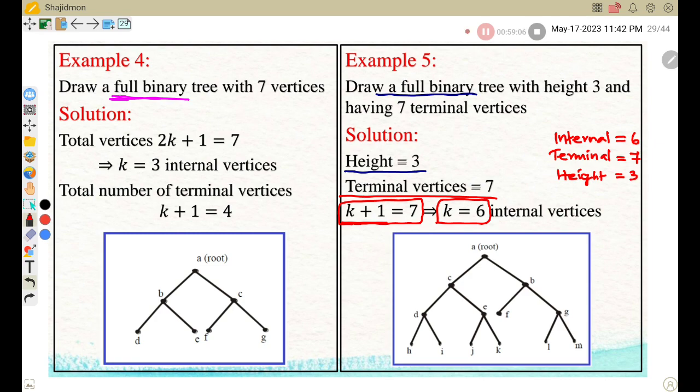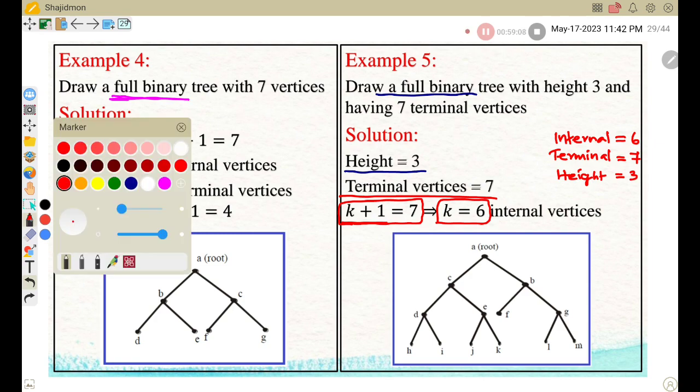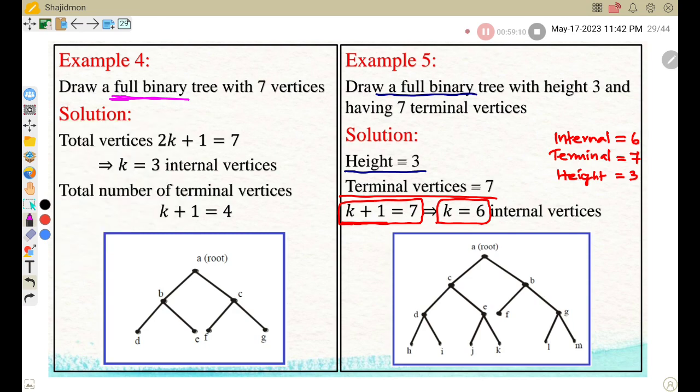So we need to draw the graph here. You can see the graph is there. First we are drawing the internal vertices. This is first internal, second internal, third internal vertex. Then 6 internal vertices we have: 3, then 4, then 5, then 6. See, 6 internal vertices I have drawn.